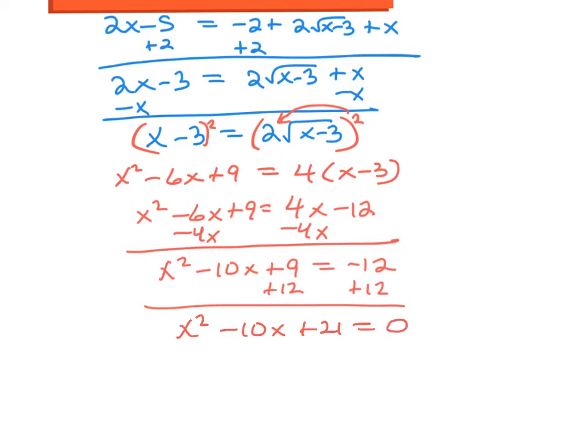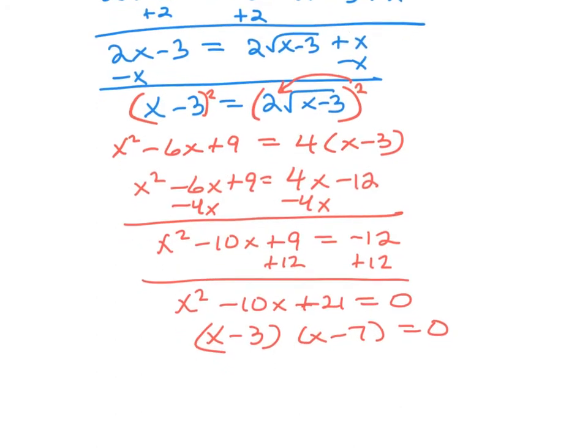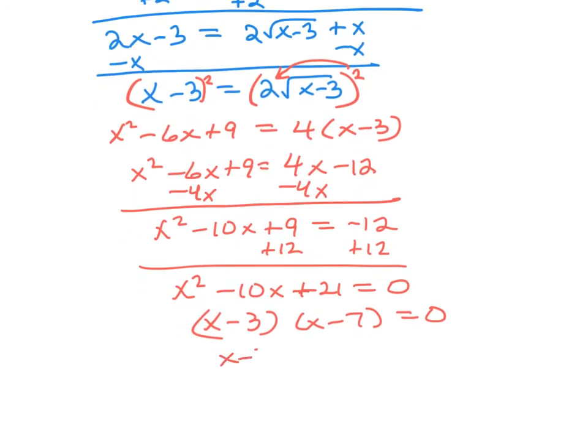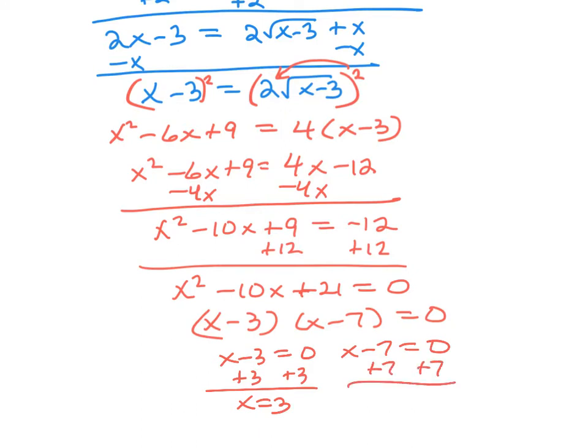I now need to factor this, and this one's actually different now. Factors of 21 that give me negative 10. That's going to be x minus 3 and x minus 7, because I need a positive 21. Set each of the factors equal to 0. Add 3. x equals 3. Add 7. x equals 7. I now need to do the check.